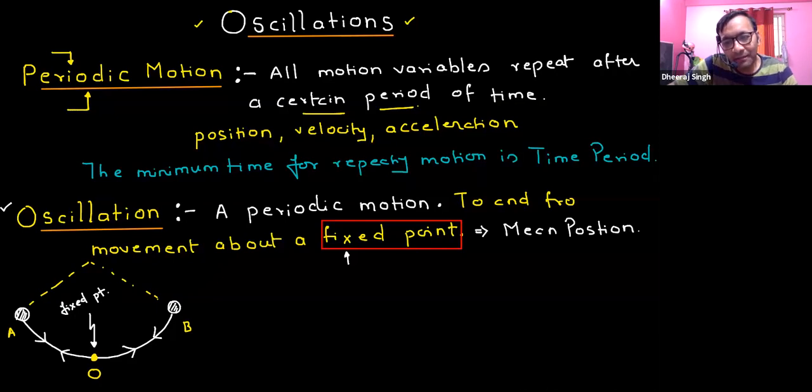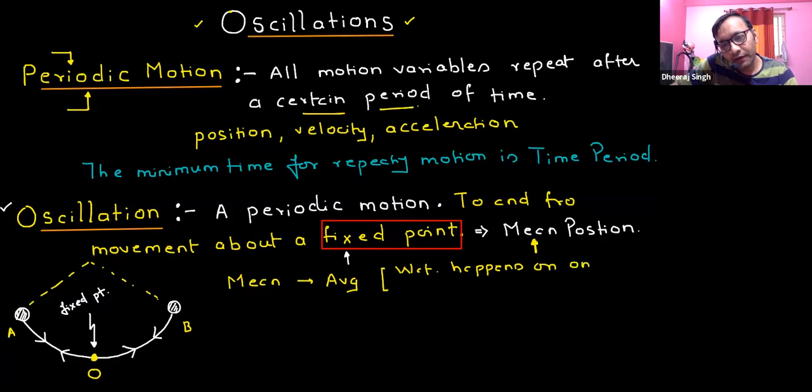Why is it called mean position? What does it mean? Why the word mean? Any guesses? Mean is like the average, yes. Mean as in average. So basically, whatever happens on one side of it, the same thing happens on the other side. So it makes sense because it is symmetrically placed. Always it will be symmetrically placed.